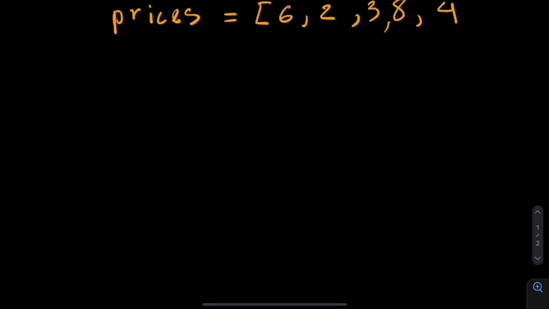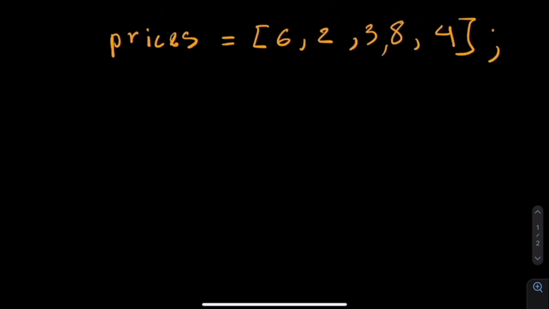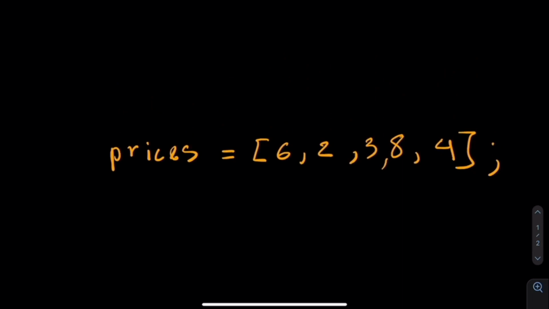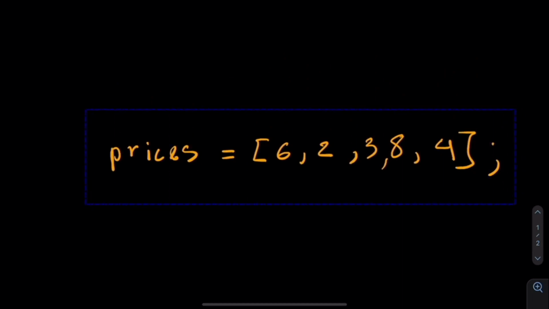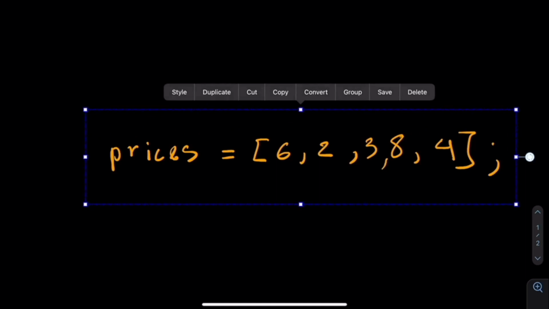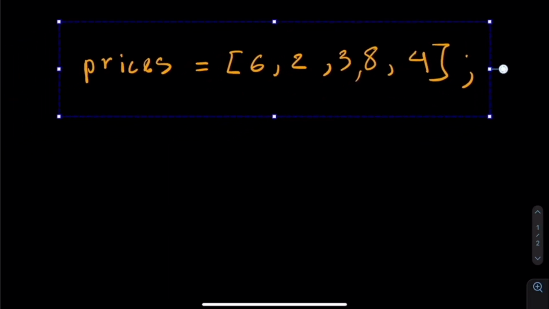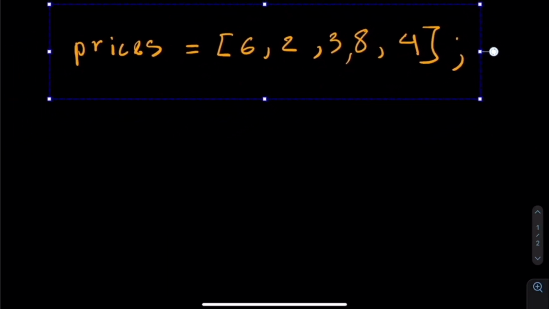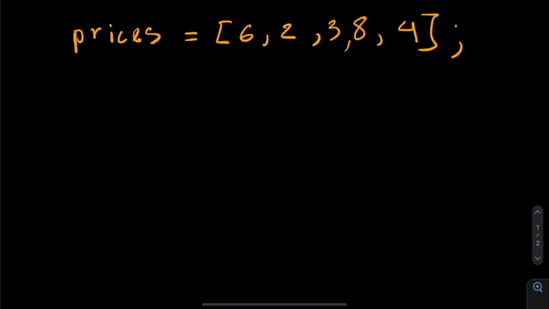So let's say that we have our prices. So prices, and let's say that this equals, I'm going to put something random, so 6, 2, 3, 8, 4, right? Actually, I'm going to copy this and move it all the way to the top so it's better centered. There you go. That way you guys can see everything that I'm writing. Okay, so that is the example of prices, right?